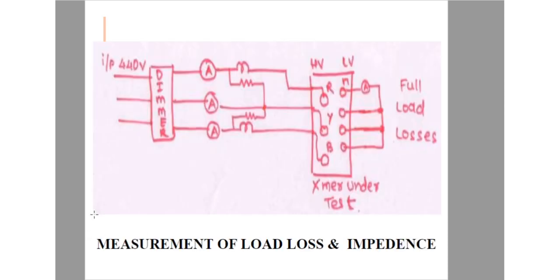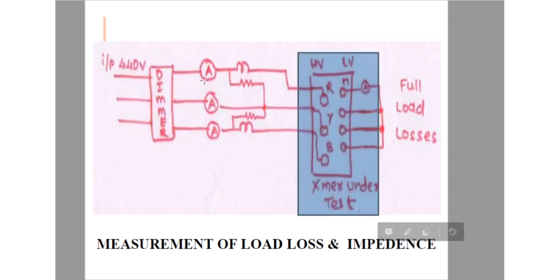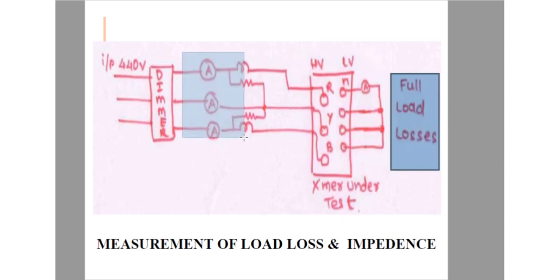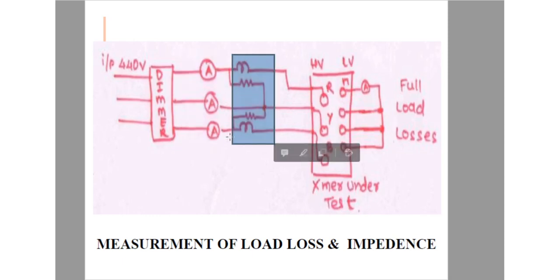So this is the connection of measurement of load loss and impedance. This is the input of 440 volt dimmer, and this is a transformer with high voltage and low voltage side. The low voltage side is connected together with the help of an ammeter, and this is called the full load losses. We are using 3 ammeters and 2 wattmeters like this.